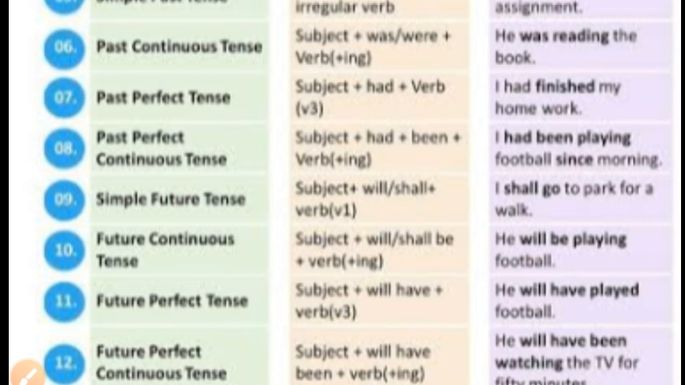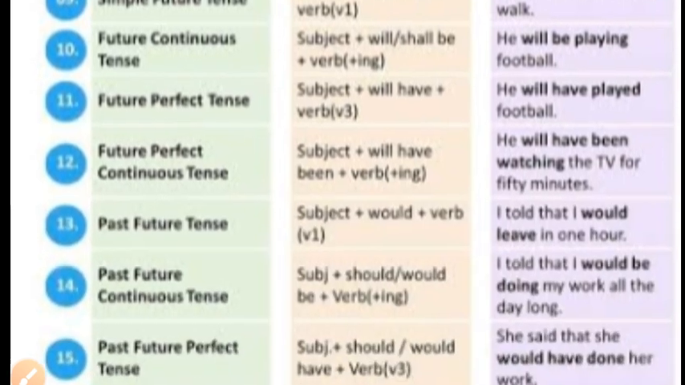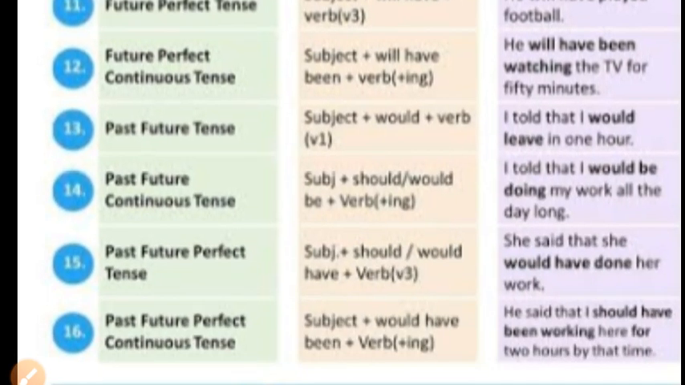Future perfect tense. Subject plus will have plus third form of the verb. He will have played football. See children, you might be noticing that in every perfect tense form, third form of the verb is used. Then future perfect continuous tense. Subject plus will have been plus ing form of the verb. He will have been watching the TV for 50 minutes.